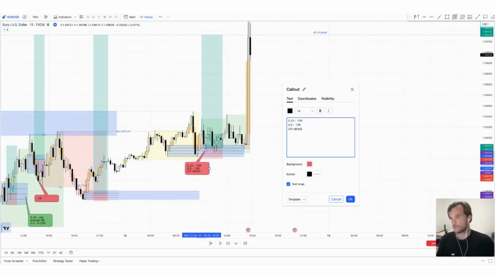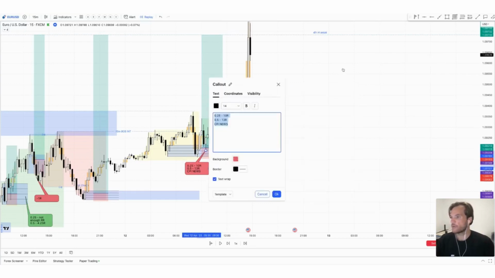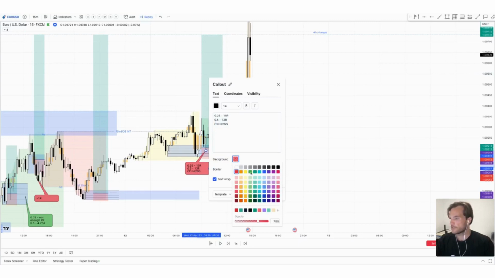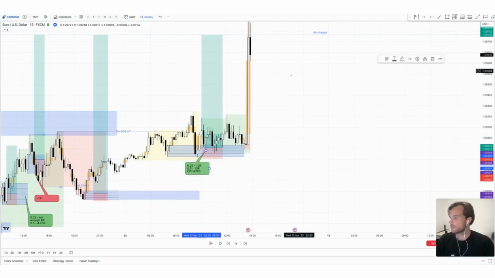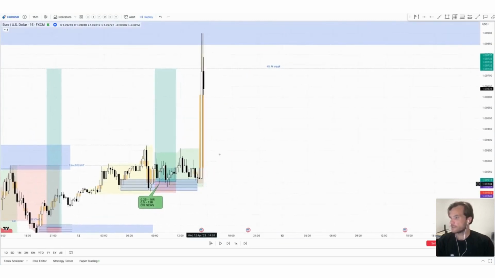CPI news. Maybe when I'm trading my own money and not on a funded account, I'd let that one play. But with the rules around the funded account and everything like that, it's just not worth it to lose the account. So yeah, let's keep moving on.